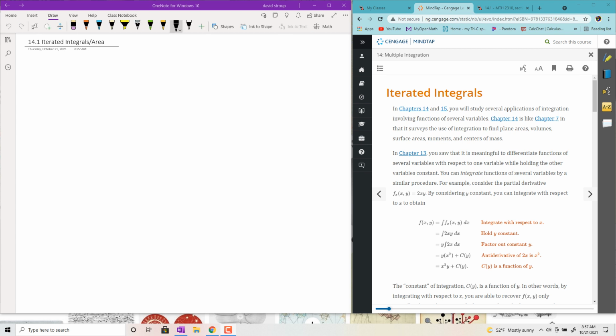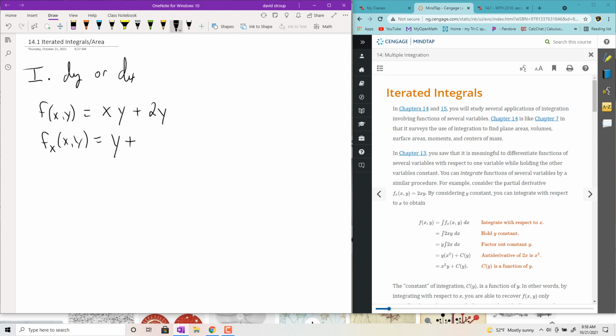Okay, so we had the partial derivative. Now we kind of have the partial integral, I guess you could call it. You can integrate with respect to y and or with respect to x. Imagine you have a function, say xy plus 2y. If you took the partial derivative with respect to x, it would be y plus 0, just y.